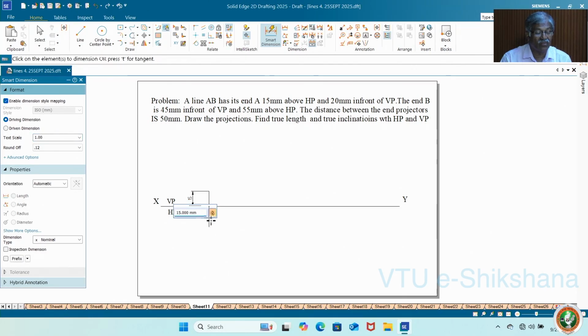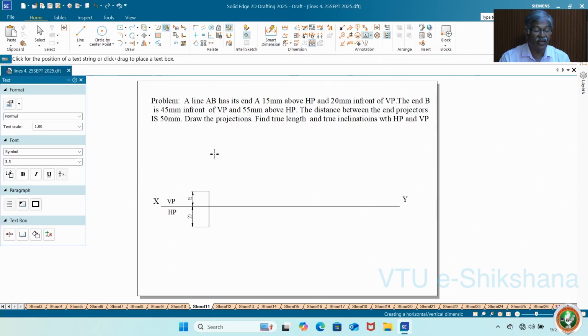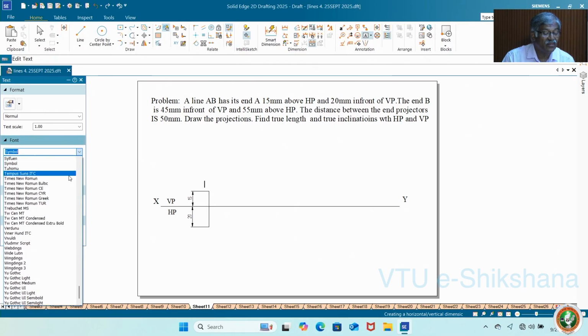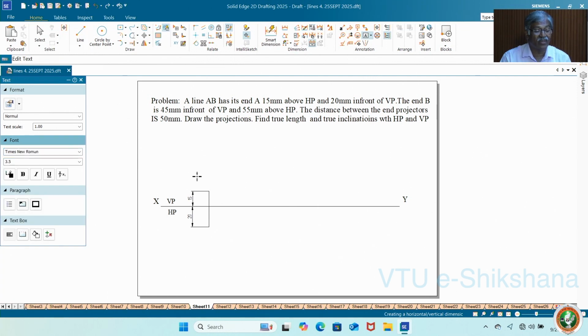Yes. Now 15 mm above HP. Name it immediately. This is A dash. We are in symbol font, so change it to Times Roman or whatever you like. This is A dash, and this is A.